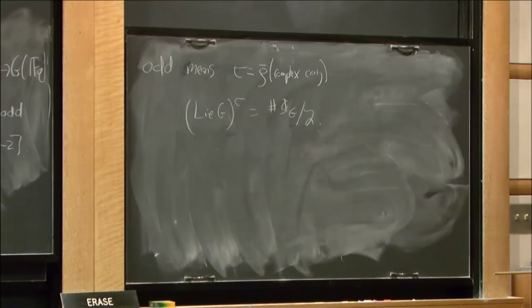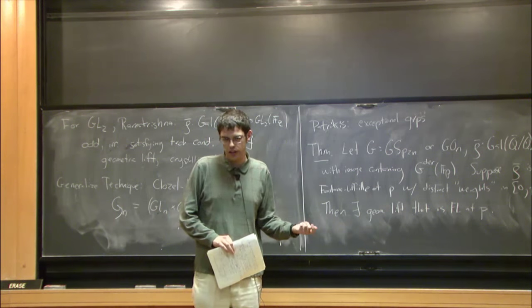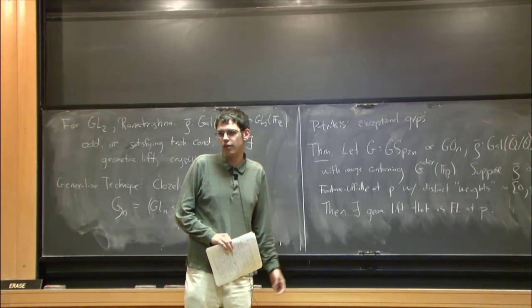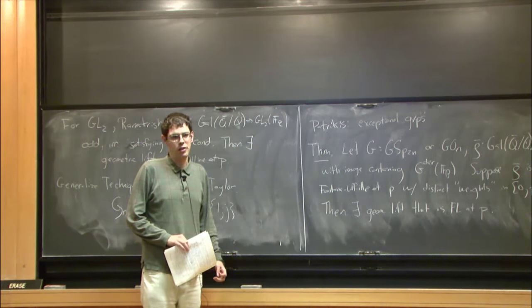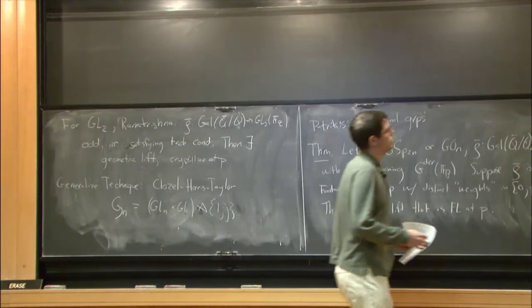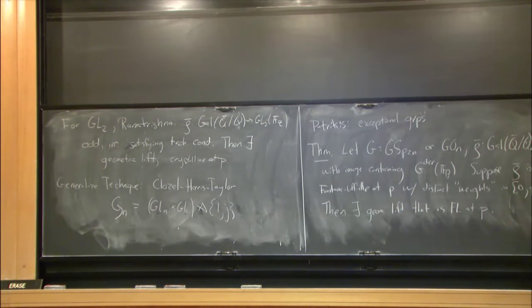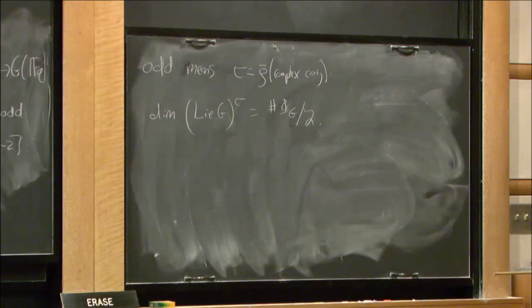What actually is the Lie algebra of G fixed by C? Yeah, so the image of complex conjugation acts on the Lie algebra by the adjoint action, and what are the fixed points? It's the linear subspace, of some dimension. Yeah.